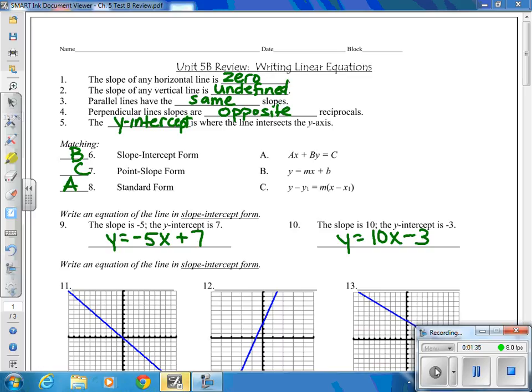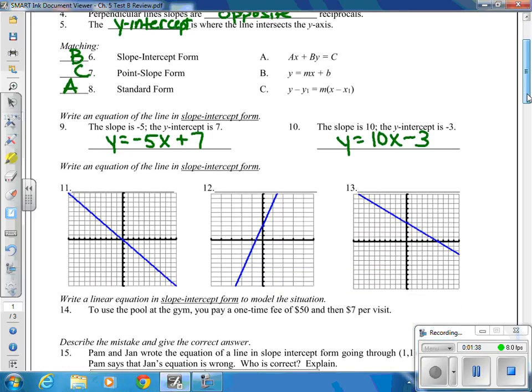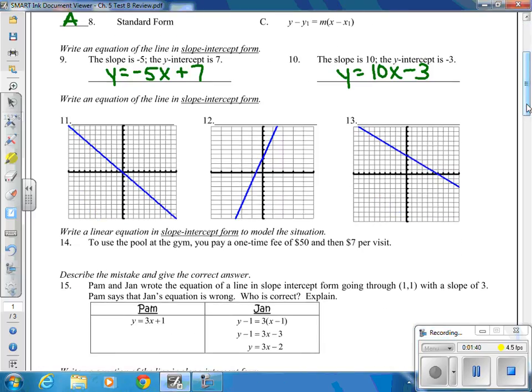For numbers 11, 12, and 13, your equations will still be in intercept form, but this time all you get is a graph. So in order to do this, you must identify the m and the b for each picture. You must also pick points on the line to help you figure out the m and the b. All right, so for each one of these, I will designate where the points are that you could use to help you get the equation.